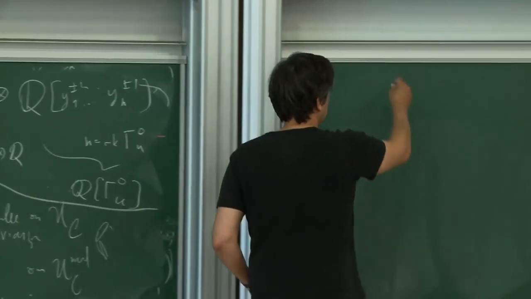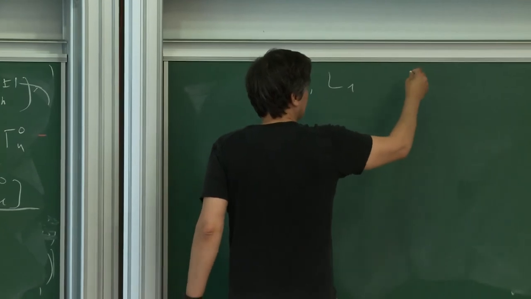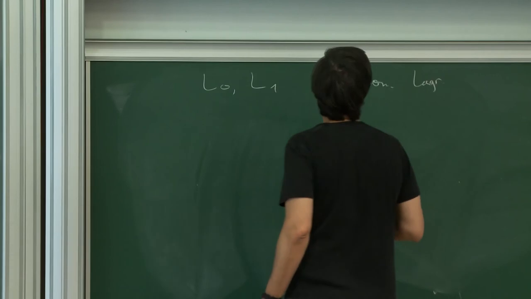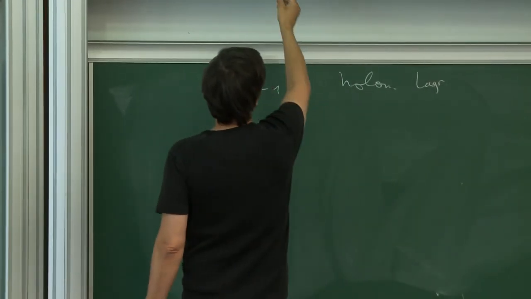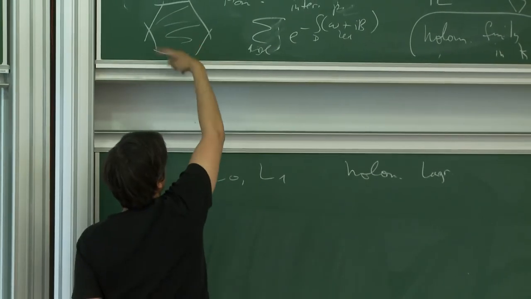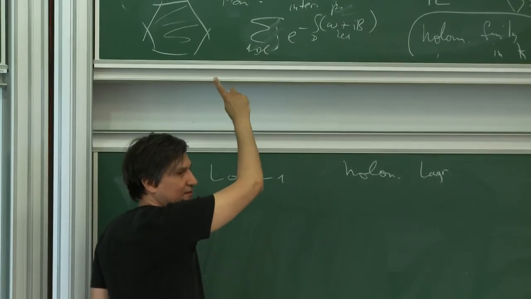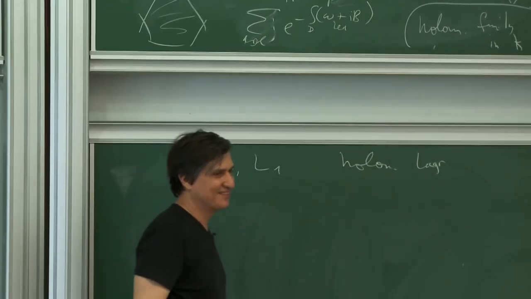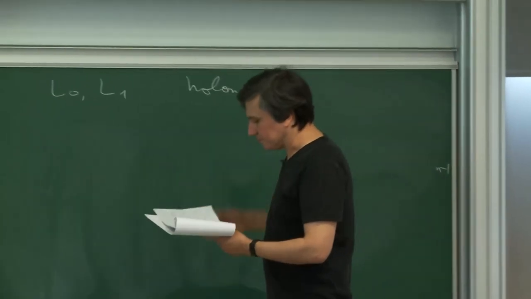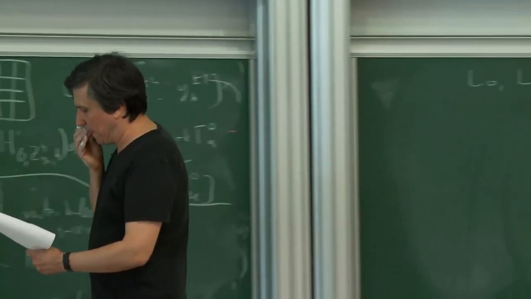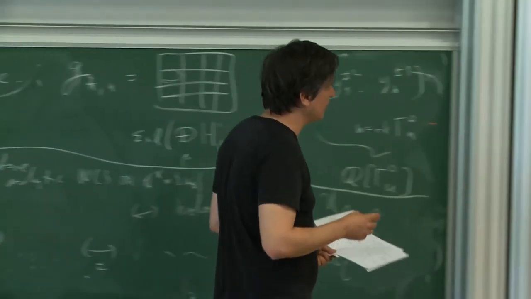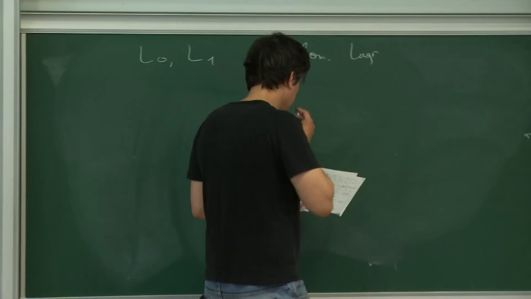But now let's consider L0, L1 holomorphic Lagrangians. So now, what is this sum of e to the minus, the sum of all holomorphic disks? It will be a contribution of infinitely many terms. It's a really long story. If you don't know it, it's a bit too late to explain right now. You get this trouble. Now we have two holomorphic Lagrangian manifolds.